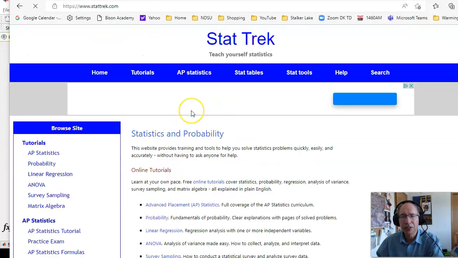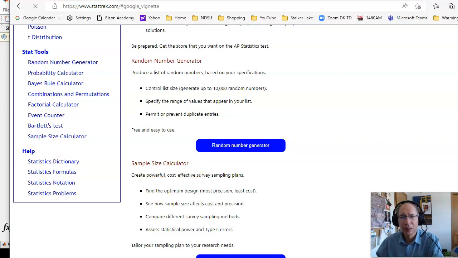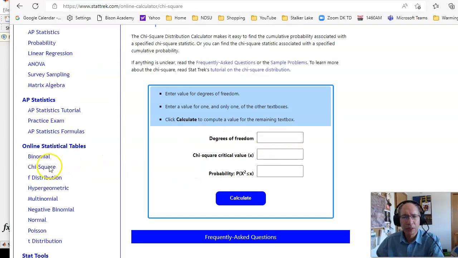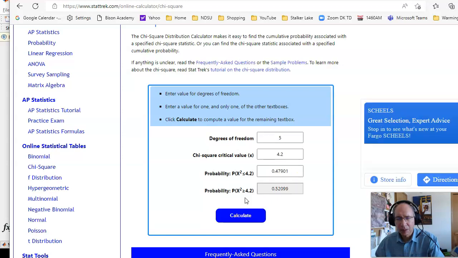Can I illustrate that? Here's Stattrack, just an absolutely great website. Statisticians love this. I have a chi-squared test, and notice there's a whole bunch of other tests. We're just going to cover chi-squared and t. When I click on chi-squared distribution, I have 5 degrees of freedom. My chi-squared score was 4.2. Calculate. There we go, a 47% chance this is a loaded die.